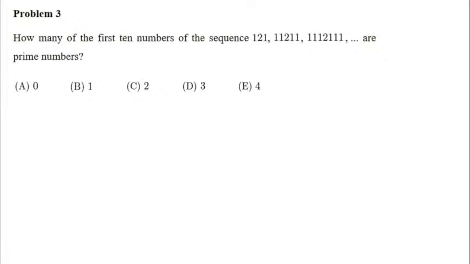AMC 12B 2022 problem number 3. How many of the first 10 numbers of the sequence 1 2 1, 1 1 2 1 1, and so on, 3 ones 2 3 ones, are prime numbers? For example, we can see 1 2 1 is obviously 11 squared. And for the next one, 11211 mod 3 is 0. And then you should consider the rest of the numbers.